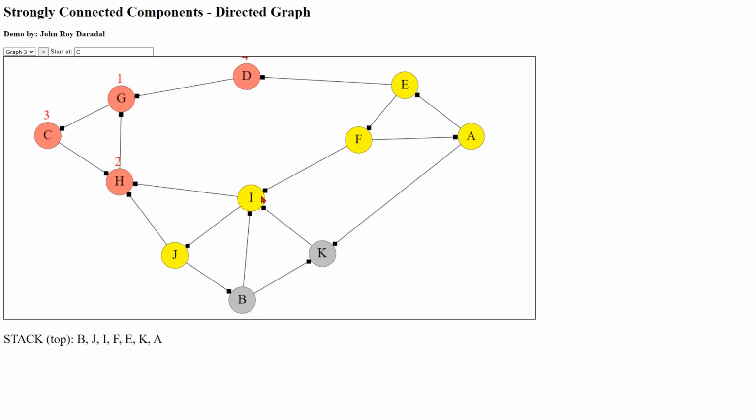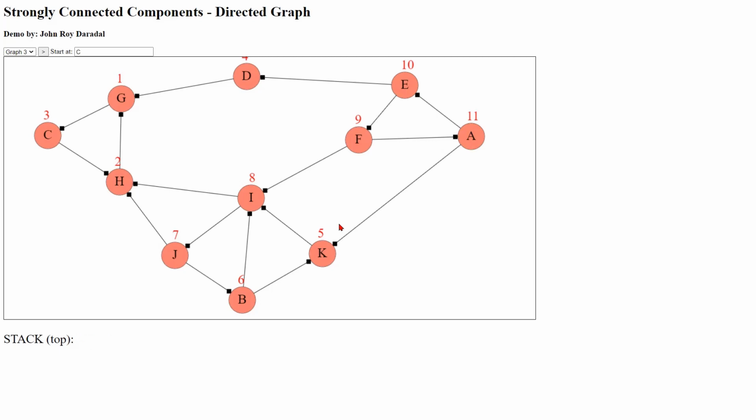B can go to K, because K hasn't been discovered yet. It has only been added to the top, but it hasn't been uncovered. And then K is now a dead end because it doesn't have any neighbors, right? Then from K, go back to B, also a dead end, go back to J, go back to I, go back to F, go back to E, and back to A.